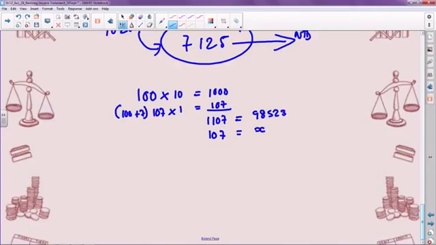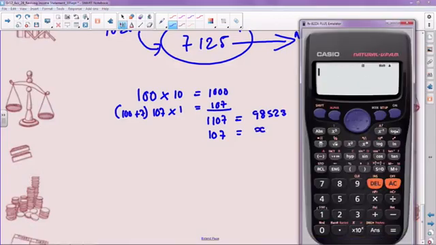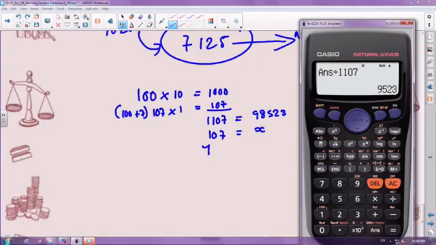Right, there goes. Now we take out our calculator and we say, fine. It's 98523 times 107. Remember, cross multiply. Divide that by 1107, and this gives you an amount of 9523. What is that 9523? That's your 1 month rental that is outstanding.